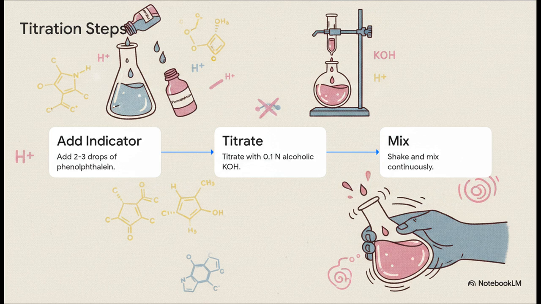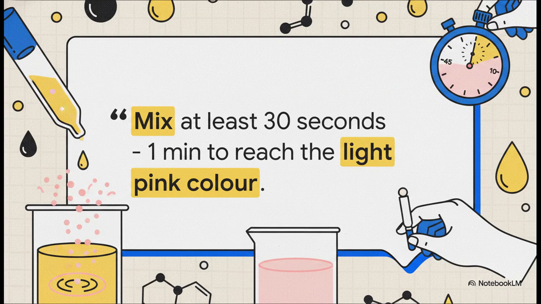We have to shake and swirl that flask continuously as every single drop hits the liquid. As you drip the base in, you're going to see these quick flashes of pink that just vanish as you swirl.